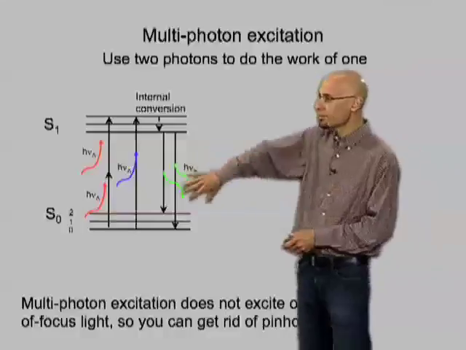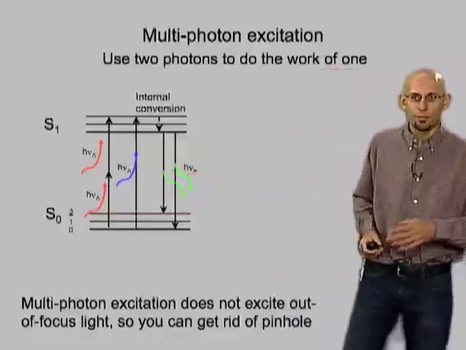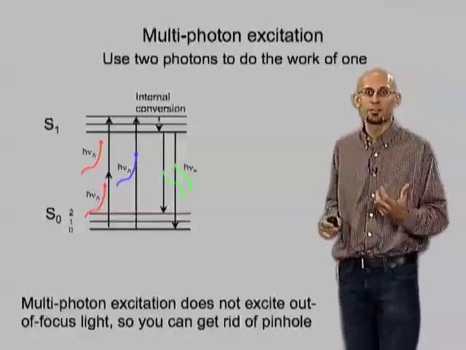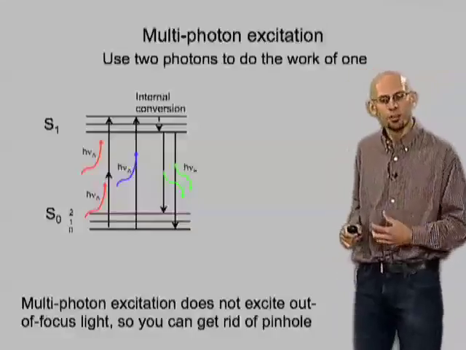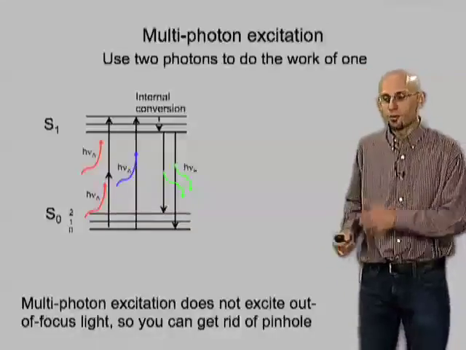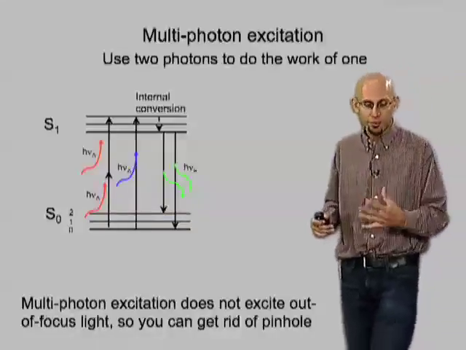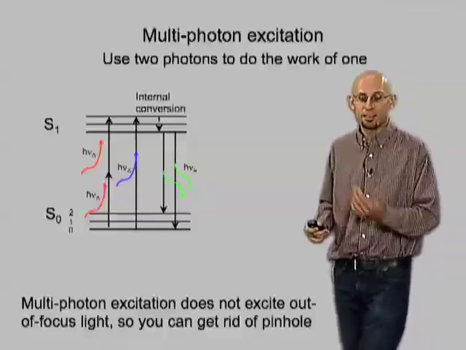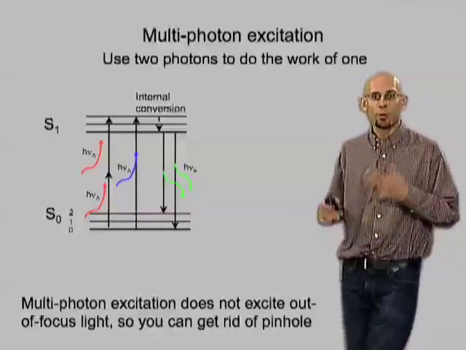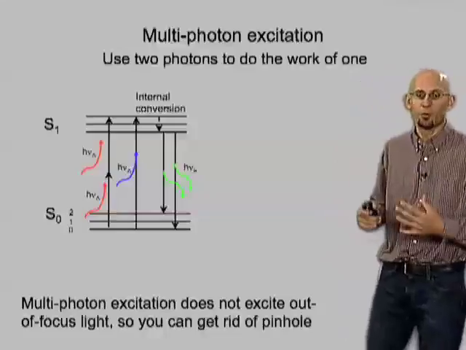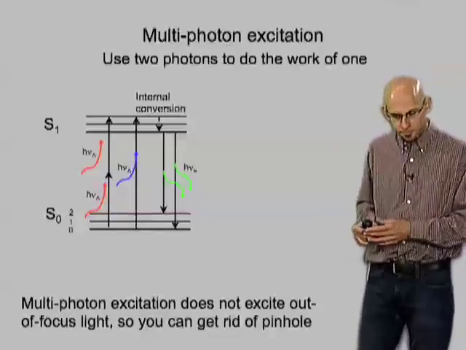And because you need two photons here instead of one, this process now depends on the square of the intensity of the light hitting the sample, which means that out-of-focus light, because it's much dimmer than the in-focus light, isn't going to excite anything to an appreciable level, and so the only place you'll get excitation from is at the focal spot of your confocal.